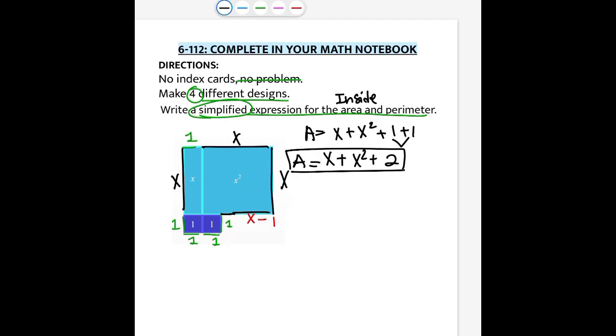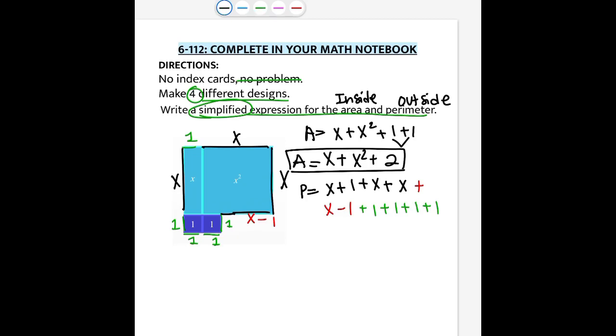And then you want to do the same thing for perimeter. Perimeter is the outside. And I'm going to start in order. So I'm going to start here and work my way all the way around until I get back to it. So x plus 1 plus x plus another x plus x minus 1 plus 1 plus 1 plus 1 plus 1 plus 1.